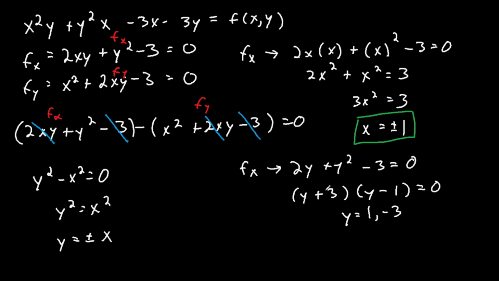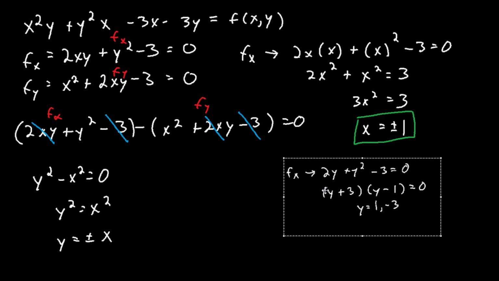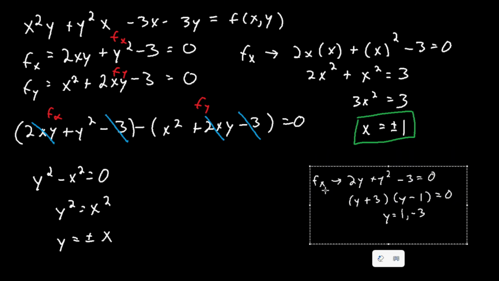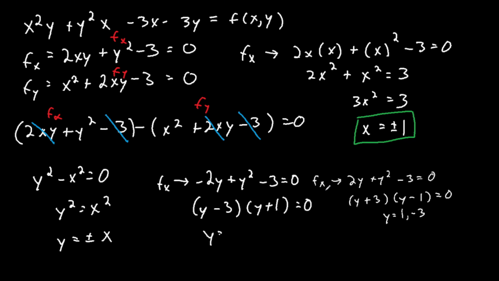And for the next case, let's actually shrink this. For negative x, we'll plug in negative x here. So we get negative 2y plus y squared minus 3 is equal to 0. We can factor this out again. This is y minus 3 this time, y plus 1 is equal to 0. So y is equal to 3 comma negative 1.